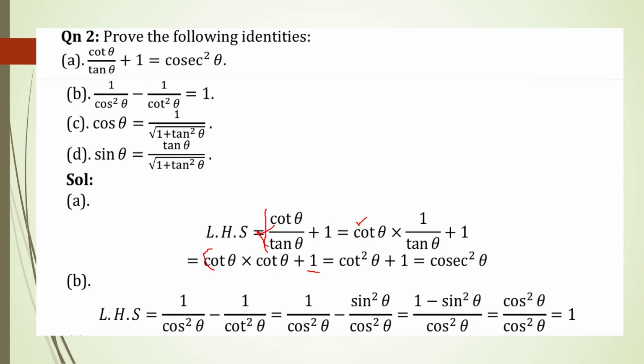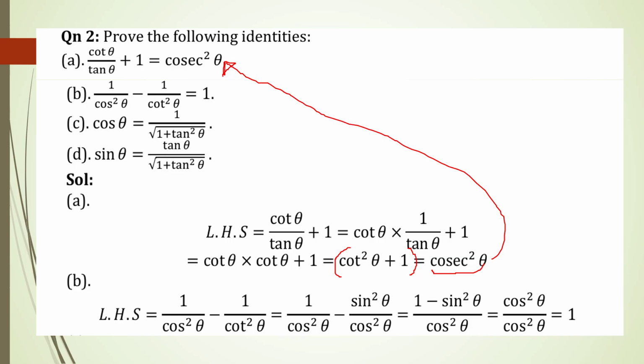And remember, from the third trig identity that we derived, we saw that cot squared theta plus 1 is going to equate to cosec squared theta. Now, since we have got what is present on the right hand side, we can therefore conclude by saying hence proved.